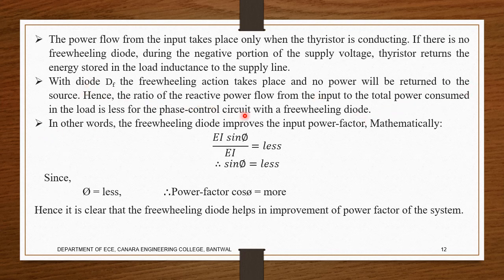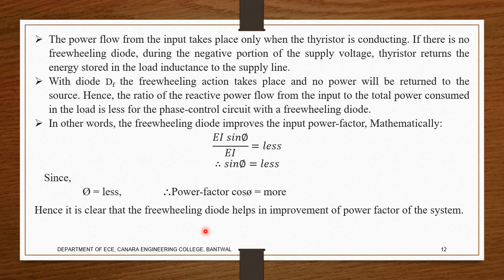Hence, the ratio of the reactive power flow from the input to the total power consumed in the load is less for a phase control circuit with the freewheeling diode. So there will not be much return here, and it will not affect the circuit much. In other words, the freewheeling diode improves the input power factor. Mathematically, the ratio of sine to sine is less, and the power factor cos phi is equal to 1.